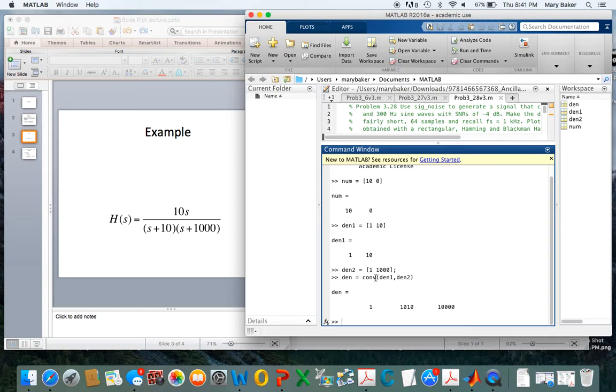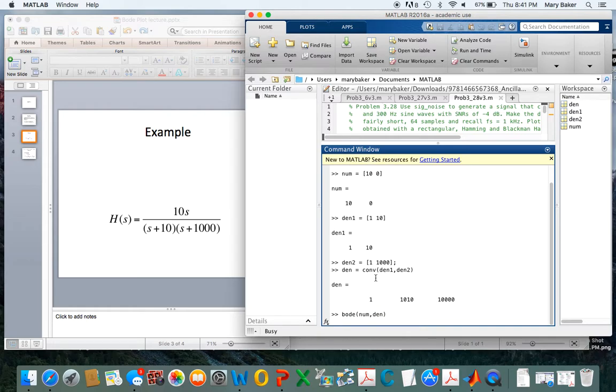Okay, and now all we do is simply say bode of numerator, comma, denominator. And if I don't assign it a variable name and I don't do anything else, it will automatically return a Bode plot to me.